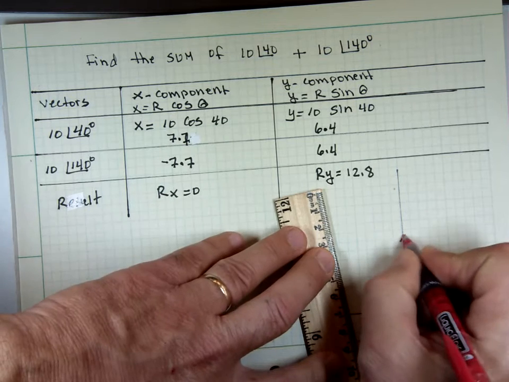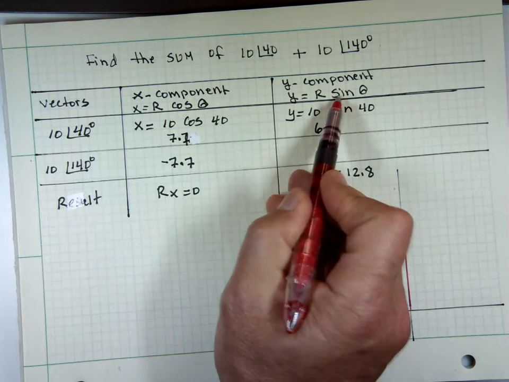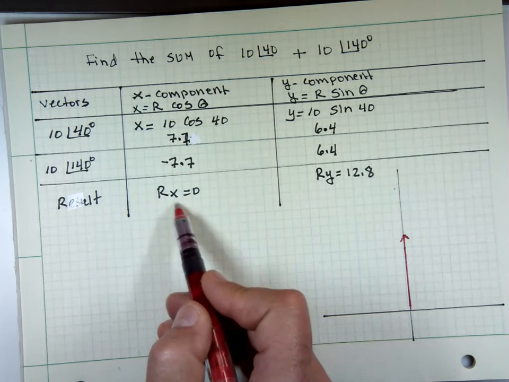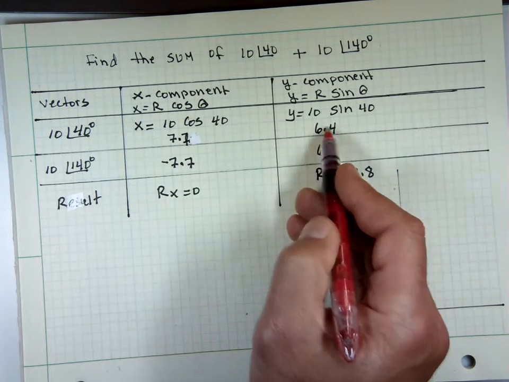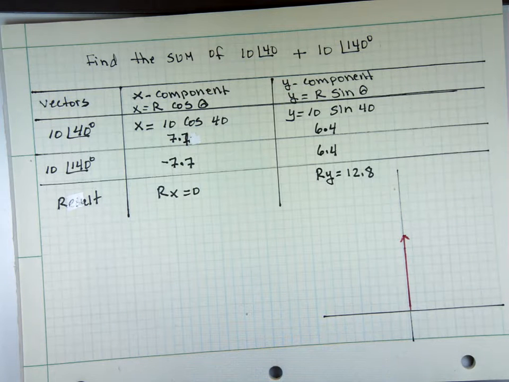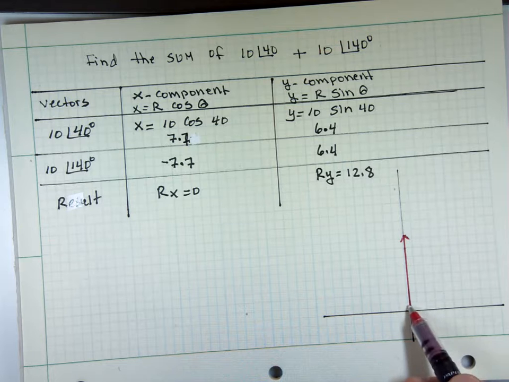Yes? How did you calculate r sub x and r sub y? Huh? How did you calculate r sub x? You add these two numbers. R sub y, you add these two numbers. So that's the result in the y direction for all the vectors together. That's the result in the x direction.